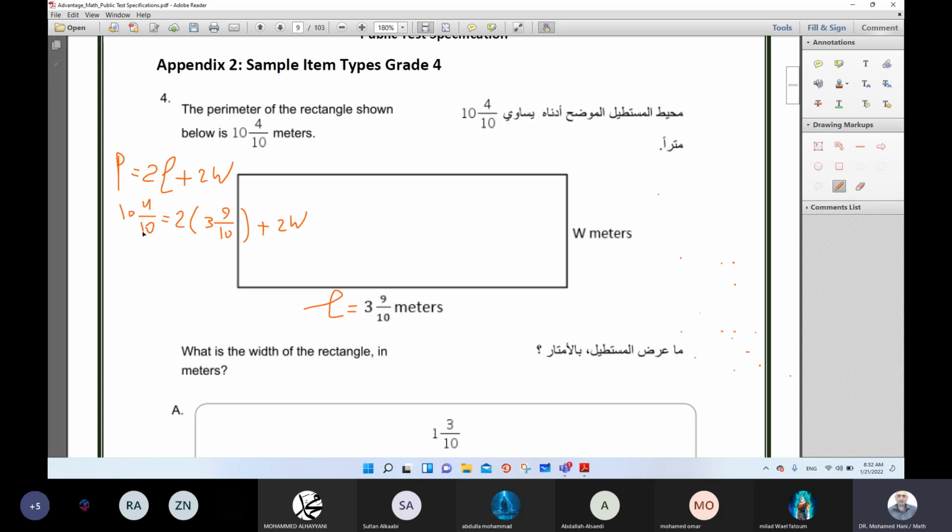10 times 10, 100. 100 plus 4 will be 104 over 10, equal 2 times. Change here to the fraction. 3 times 10 will be 30. 30 plus 9 will be 39 over 10, plus 2W.